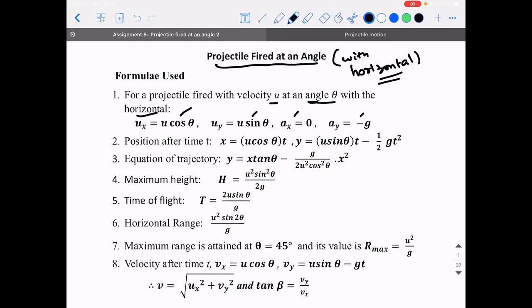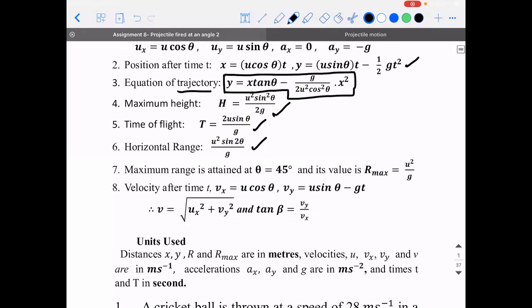So position of the particle after time t is x equal to u cos theta into t, and y will be equal to u sin theta into t minus half gt square. From this only we got the equation of projectile. So equation of trajectory or equation of projectile is y is equal to x tan theta minus gx square divided by 2u square cos square theta. You have to remember this. Maximum height, time of flight, and horizontal range we have already seen.